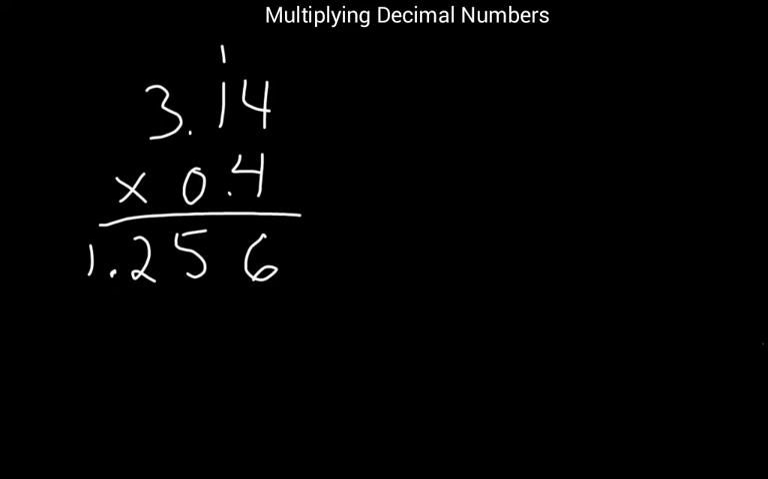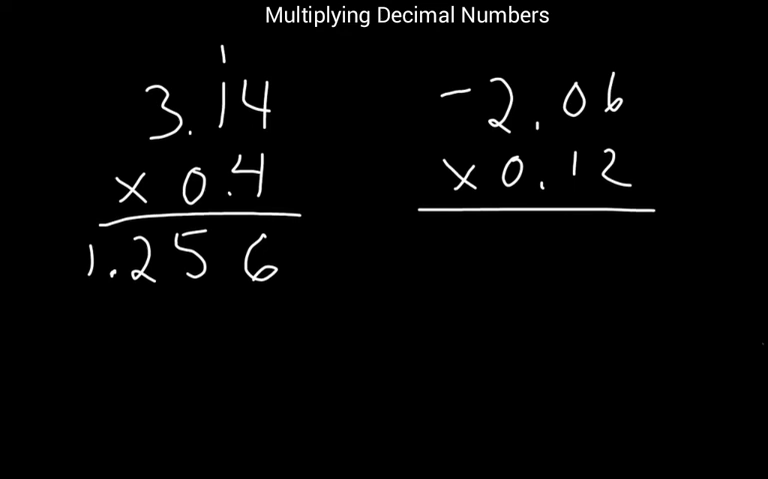So let's take a look at another example. Let's make it negative 2.06 times 0.12, and we know right away this will be a negative answer because we have a negative number times a positive number. It's going to be about a tenth of negative 2, which means somewhere probably in the neighborhood of negative 0.02. Let's see what comes out.